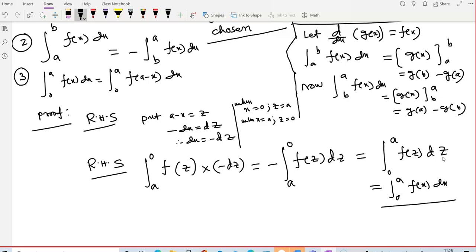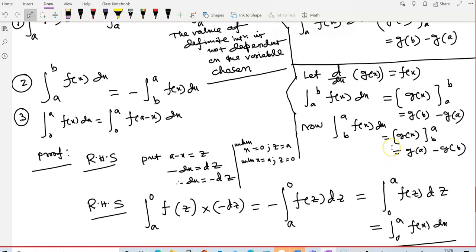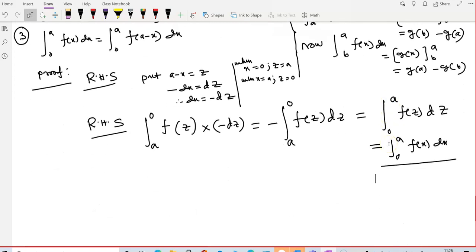So it is proved that ∫₀ᵃ f(x) dx equals ∫₀ᵃ f(a − x) dx. I got from RHS to LHS. If you intend to prove it from LHS to RHS, definitely you can. Now let us work on these few properties, these three properties first. Learn properties. Now, three properties.